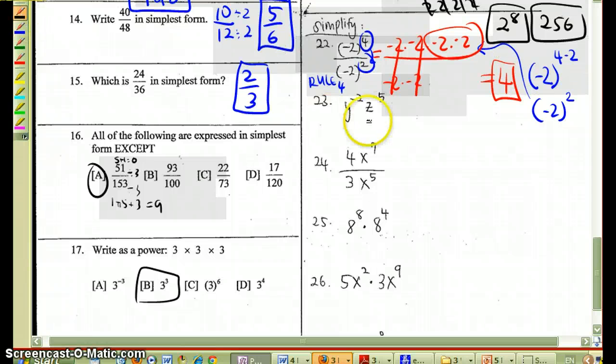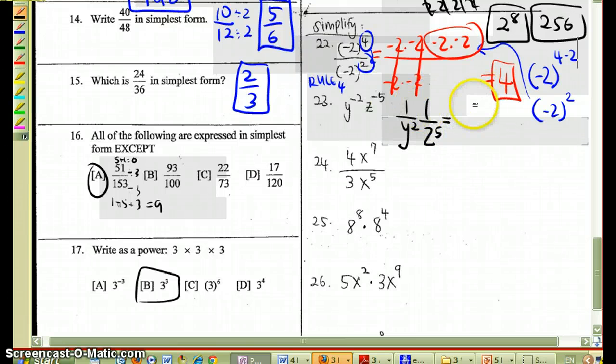Number 23, because of the negative exponents, my answer is not simplified. I want to write it in a positive exponent. So I'm going to do that for both of them. So I'm going to do the reciprocal for both. For this one, it's going to be 1 over y, and then I'm going to take it to the 2nd power, and then I'm going to do it for the z, 1 over z to the 5th power. So really my final answer, I could just write 1 over y squared z to the 5th.